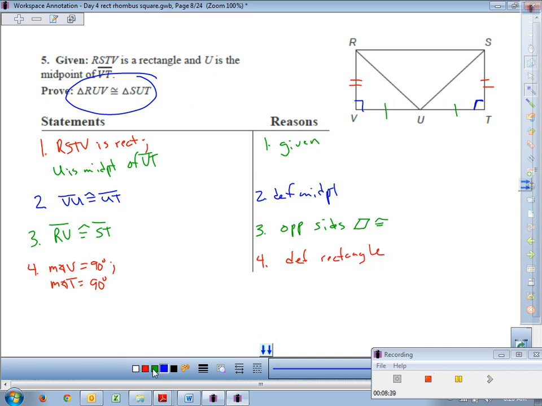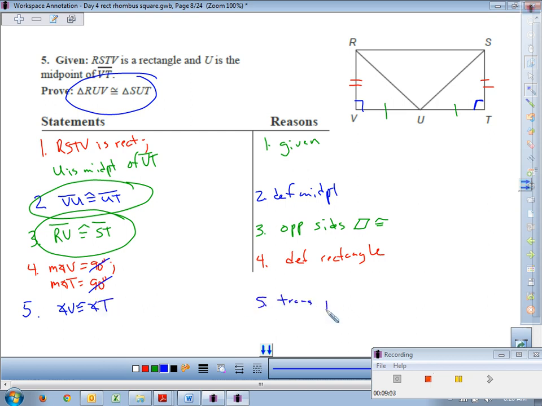And then what I really got to do to be able to do side angle side on these is get a set of angles congruent to each other. So I got 2 sets of sides. Here's a side. Here's another set of sides. I need a set of angles, though. So step 5, since those are both 90, I can cross out the 90s and say angle V has to be congruent to angle T by the transitive property. And then finally, we got ourselves a side angle side situation.